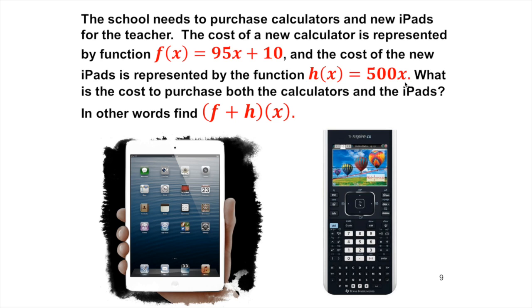Okay, so it says what's the cost to purchase both the calculator and the iPad? This would be a function we could use if we knew that every teacher needed an iPad and a calculator. So what is f plus h of x? So here are two. We're basically just going to add those two together. Go ahead and push pause now, work through the solution, then come back and push play.